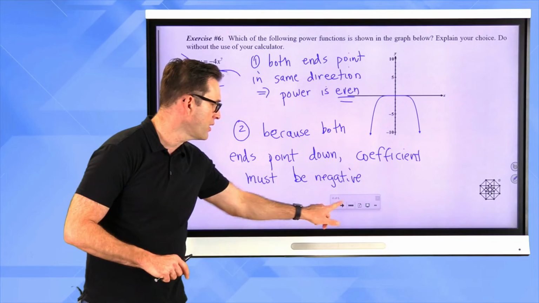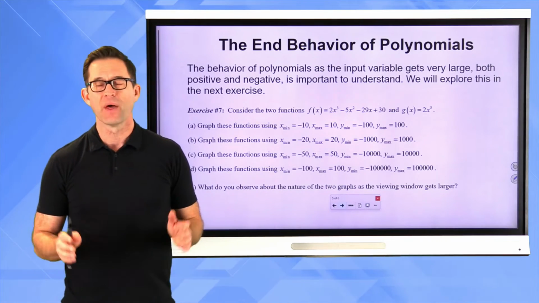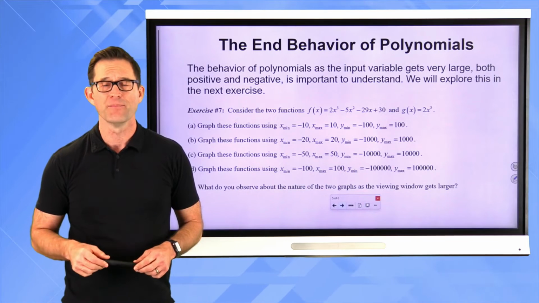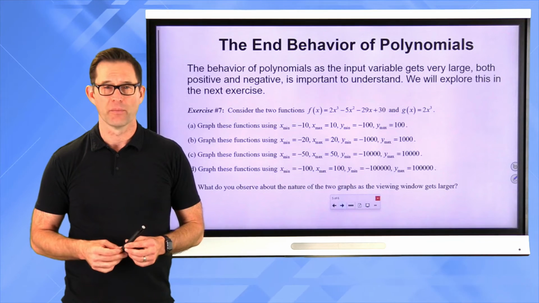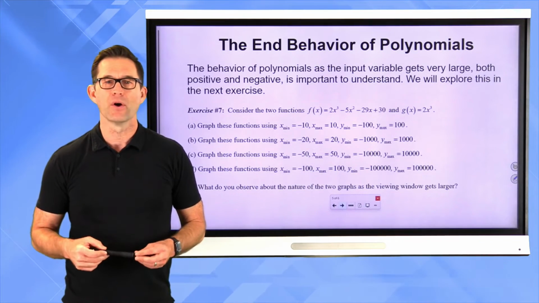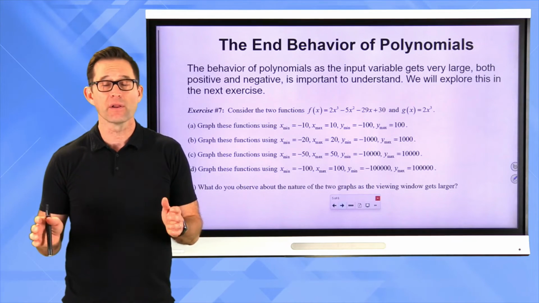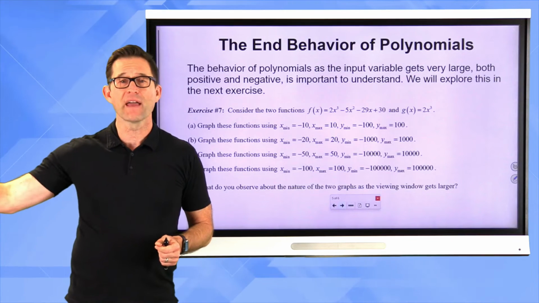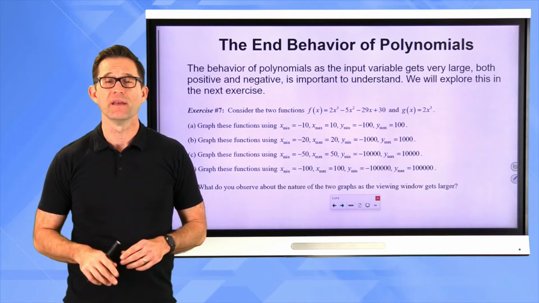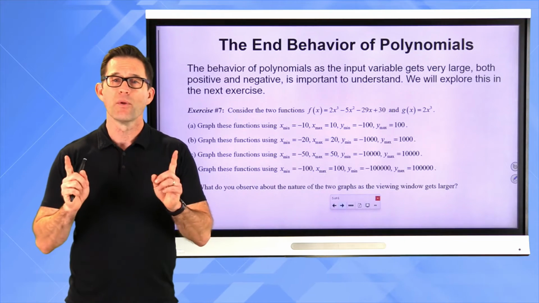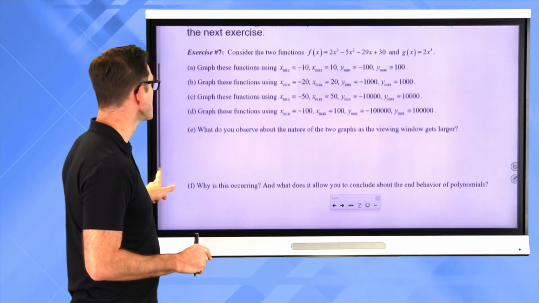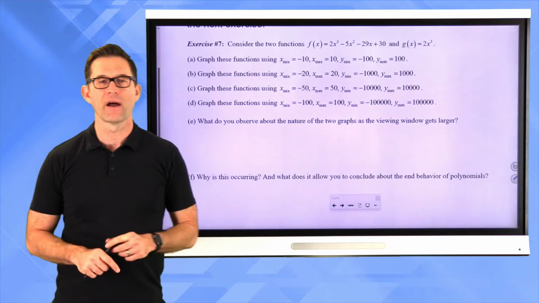All right, now we're going to do one last exercise here, and this is probably the most important one of what we're doing today, the end behavior of polynomials. The behavior of polynomials as the input gets very large, as it heads towards infinity, or very negative as it heads towards negative infinity, is important to understand. We will explore this in the next exercise. So let's take a look at exercise number 7 and make sure to have that graphing calculator ready.